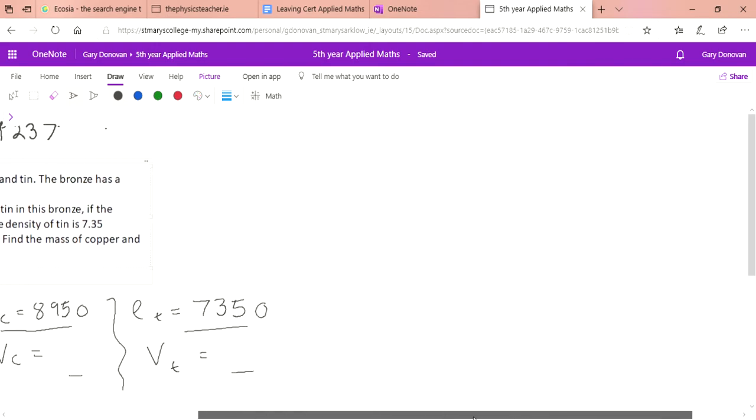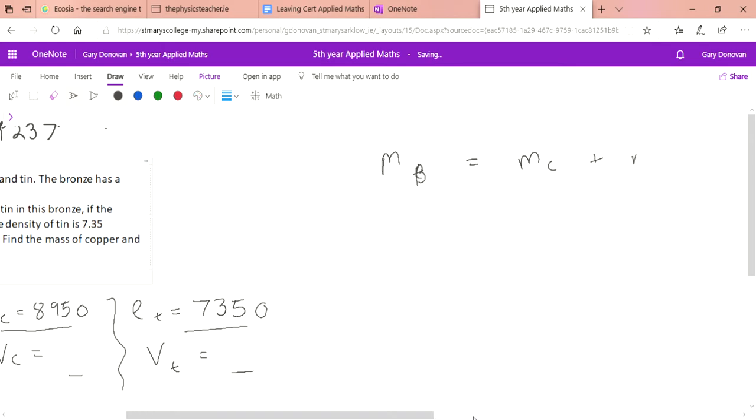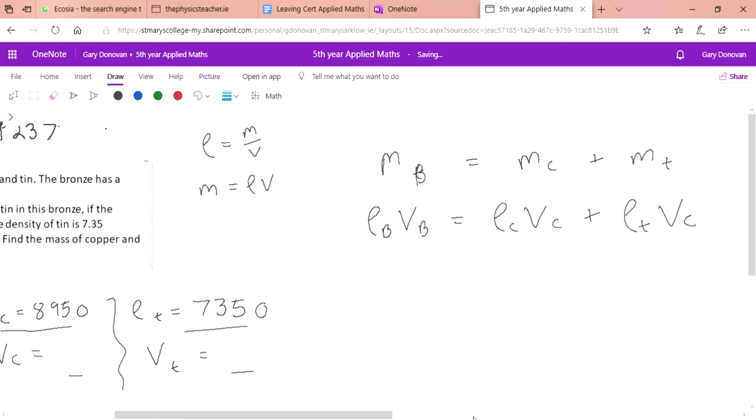So remember, the way to always start these is total mass, or let's call it mass of the bronze, is equal to mass of the copper plus mass of the tin. We know density equals mass over volume, so mass equals density times volume. So we can say the density of the bronze times the volume of the bronze equals the density of the copper times the volume of the copper plus the density of the tin times the volume of the tin.